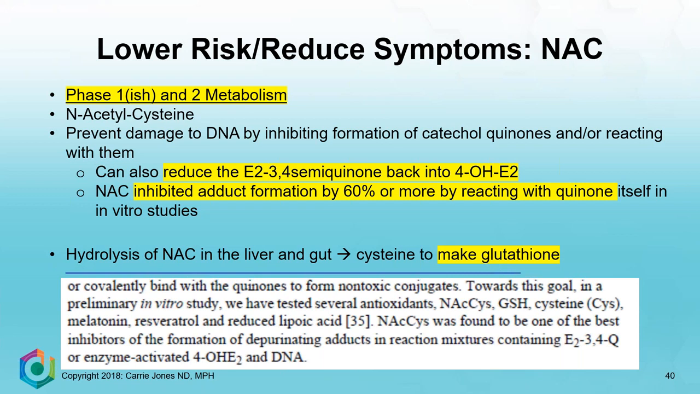And you can see it inhibits adduct formation by 60% or more by reacting with the quinone itself. Of course, that's through glutathione, the glutathione sulfur transferase. And we know that hydrolysis of NAC, of course, with cysteine makes glutathione, and glutathione is our super potent antioxidant in our body.